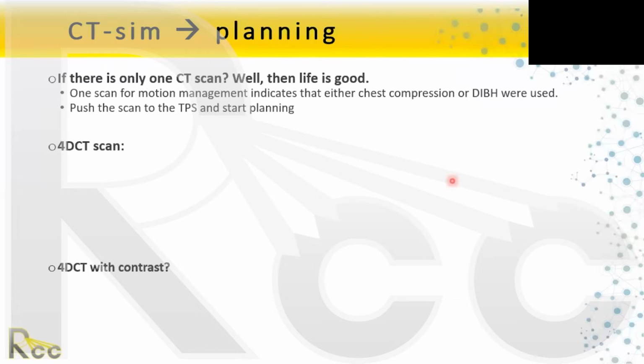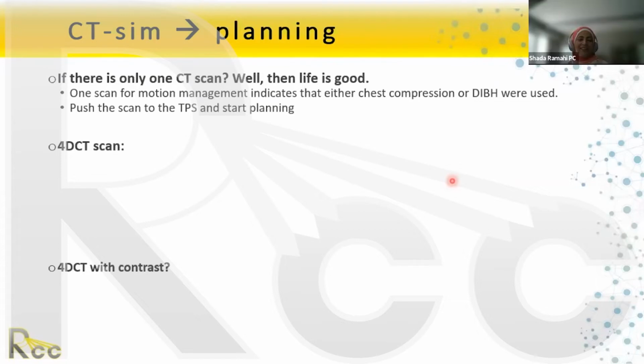I have one question about the CT scans. If we are doing 2 CT scans for the patient, one with contrast and the other without contrast, which is the optimal one for contouring? This is the next slide. So thank you for the question.